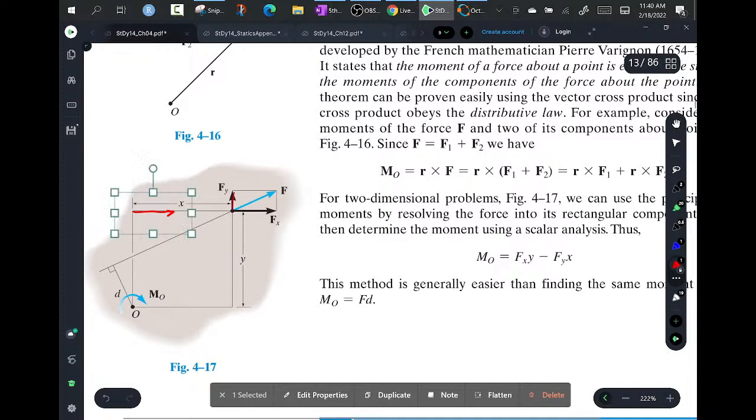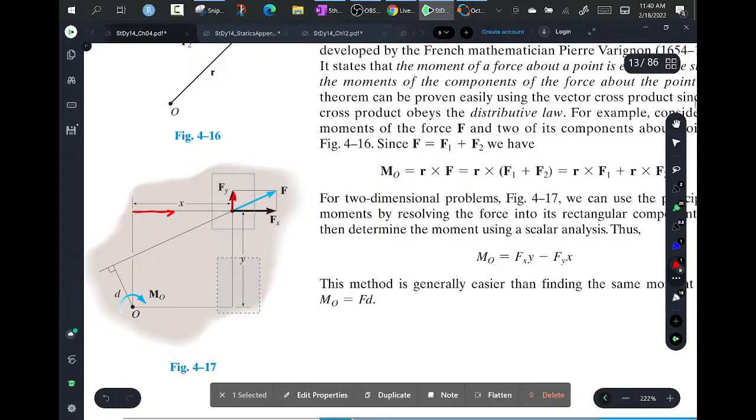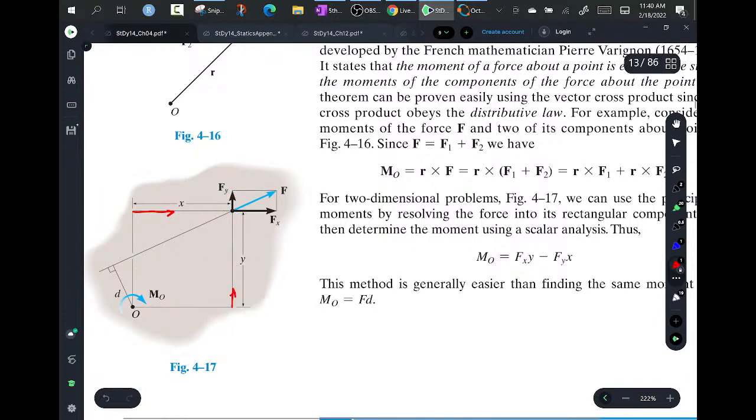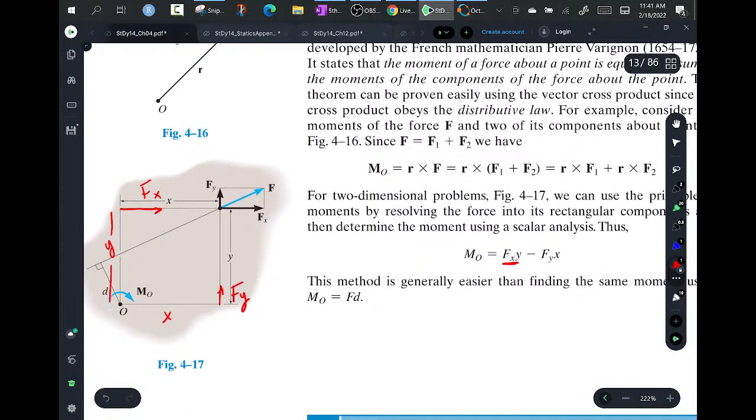And then I got another one that I'm going to draw along its line of action. Transmissibility down its line of action puts it right here. So what does that mean? That means this is x times Fy, and this is Fx times y. And so this will produce a moment this way. This one will produce a moment that way. So they're both going in opposite directions. Depends on which way you want it to be described. But guess what you get?